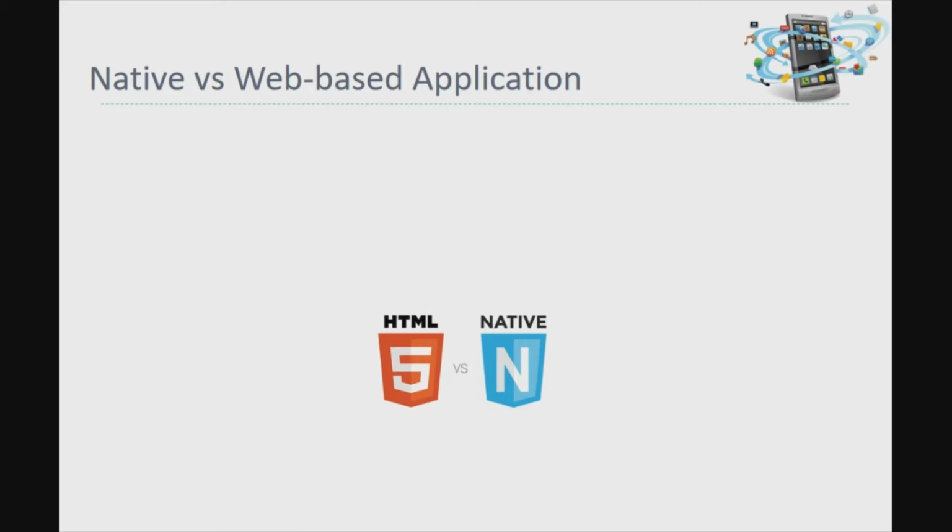What is native? What is web? So web basically refers to HTML. The elements of web are HTML, HTTP, and the URL. So those are the elements. So when we talk about the mobile web-based application, it is about the HTML file.